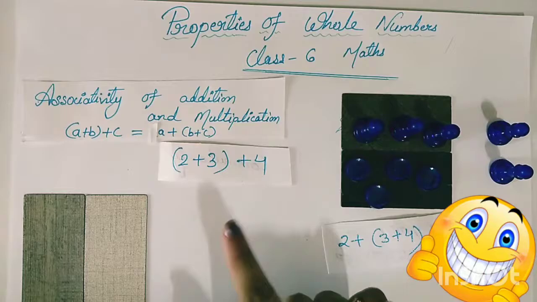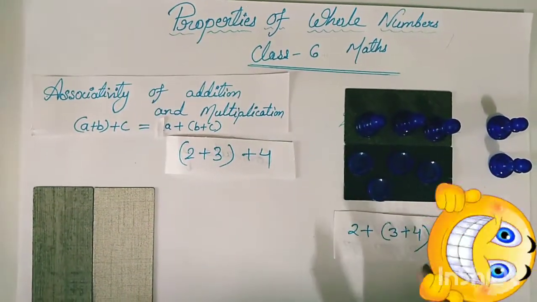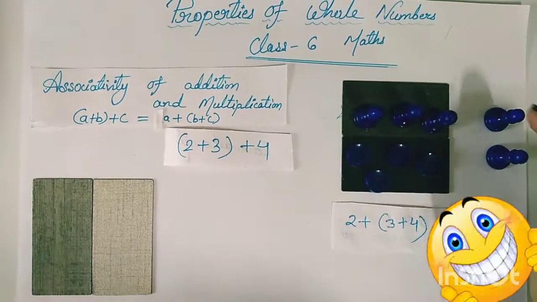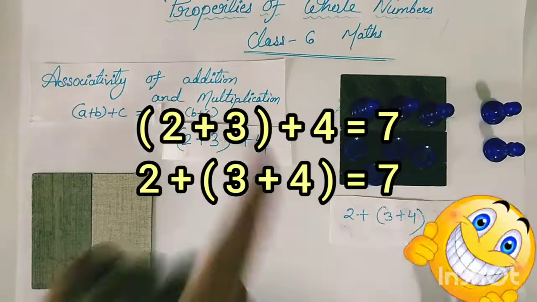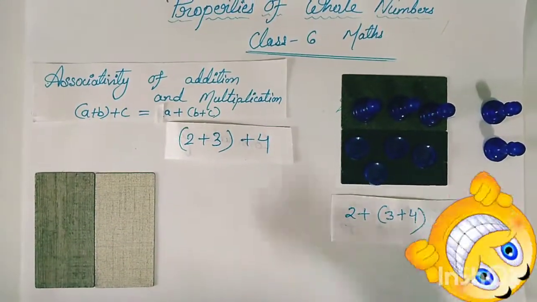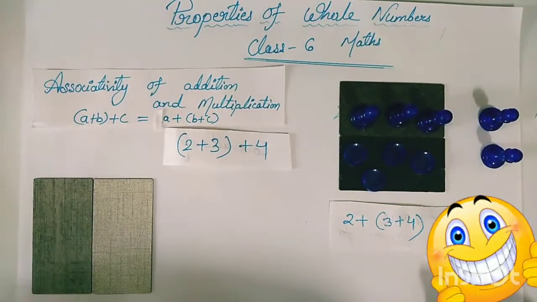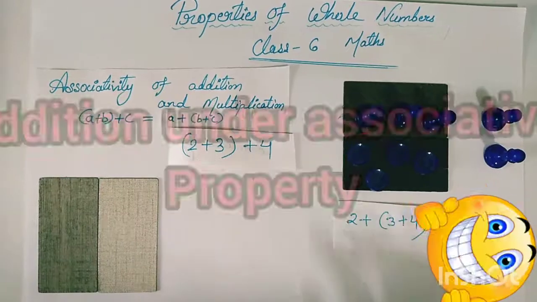Now when I change the order, count the blue buttons. How many blue buttons are there? 1 2 3 4 5 6 7 8 9. 9 buttons, right? It means the answer of this question and the previous question is the same. When we change the order, the answer will be the same. So the associative property under addition is true.